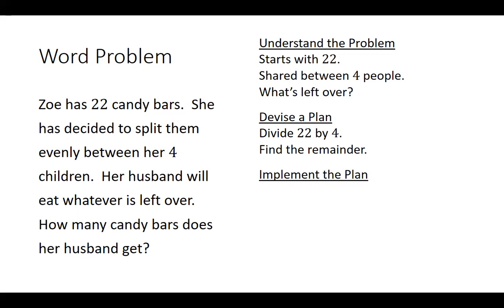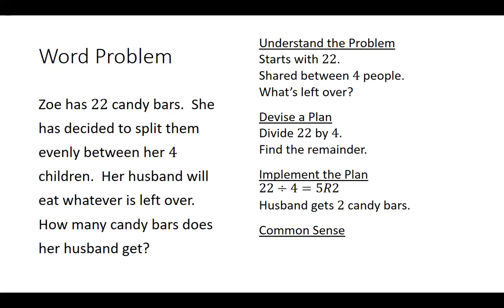So now we implement the plan. 22 divided by 4 is equal to 5 with a remainder of 2. So if each of her children gets 5 candy bars and there are 2 remaining, then her husband gets 2 candy bars. Final thing, common sense. Does it make sense that her husband gets 2 candy bars? One way we can look at that is to reverse the process. 4 people each got 5 candy bars and he got 2 candy bars. 4 times 5 is 20 plus 2 is 22. That's how many she started with.